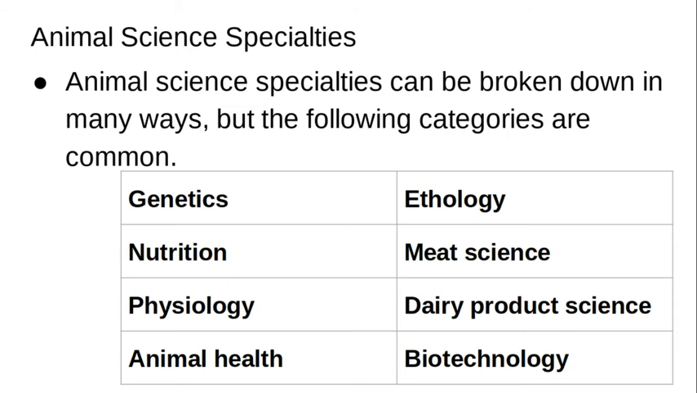Just like any other science, we divide it into specialties. We also divide animal science into specialties. For example, we can take science and divide it into biology, chemistry, anatomy and physiology, genetics. The same thing happens with animal science. It can be broken down into many categories. Some of the categories are listed below: genetics, nutrition, physiology, animal health, ethology, meat science, dairy product science, and biotechnology.